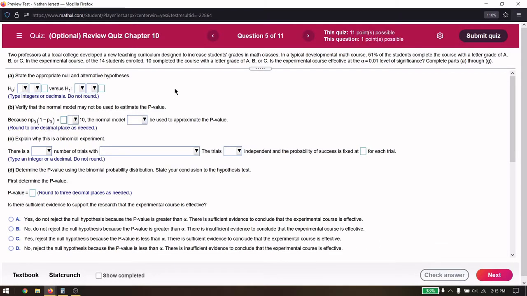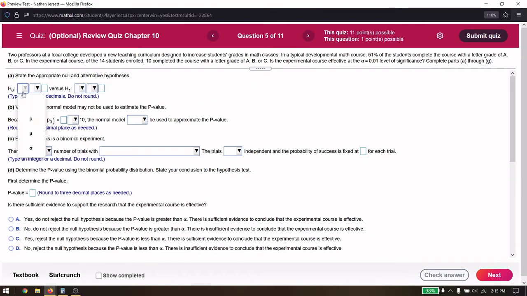All right, 2 professors at a local college develop a new curriculum. So in a typical developmental math course, 51%, so this is going to be a population proportion, it looks like, of the students complete a course with A, B, or C. In the experimental course of 14 students, 10 complete the course with A, B, or C. So is it effective at a 0.01 level of significance?